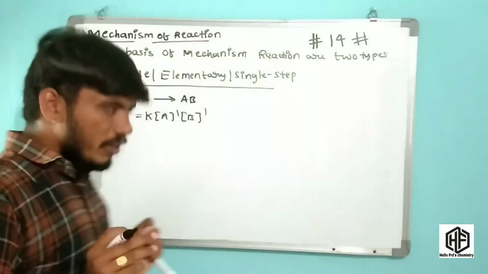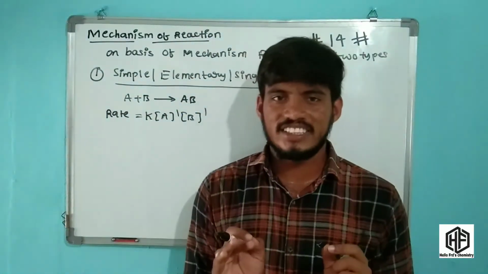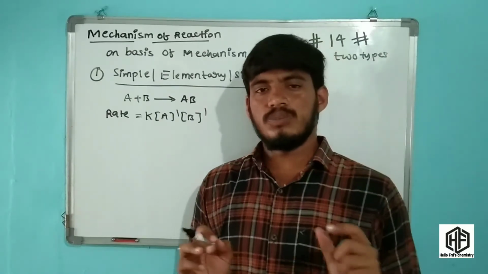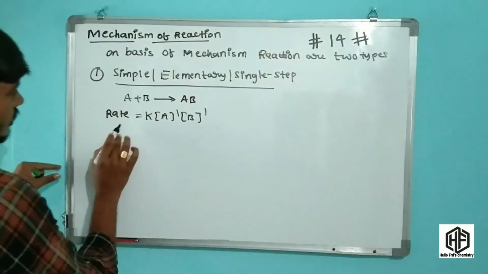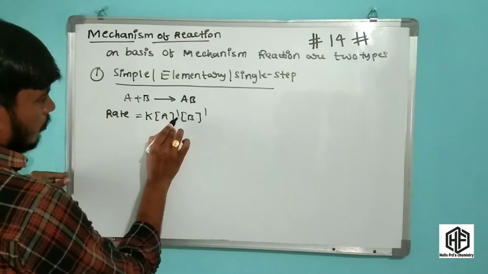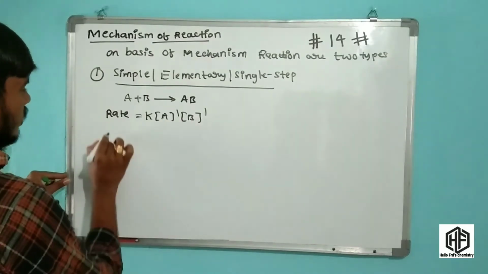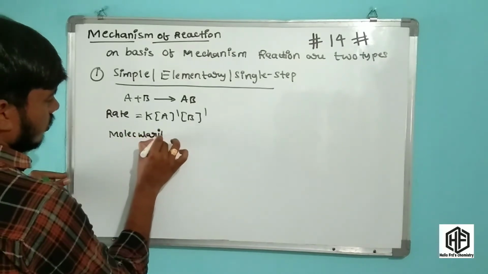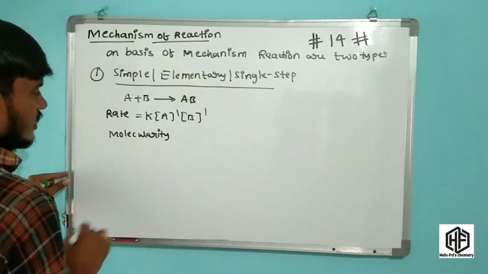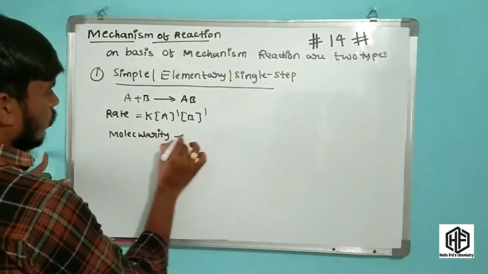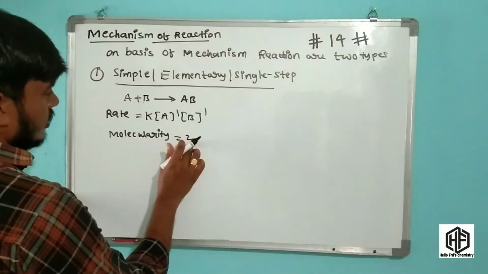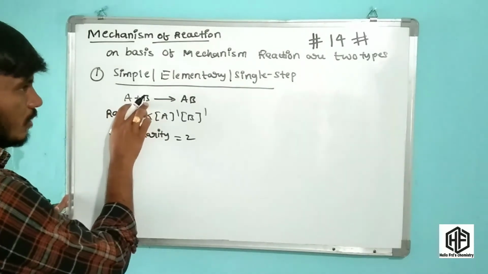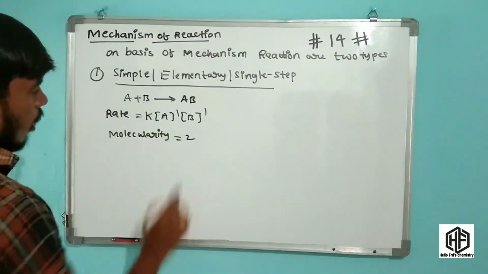It means for an elementary or single or simple step reaction, the rate is determined by the stoichiometric coefficients. The rate of the reaction depends upon the concentration of A power of 1 and B power of 1. Now the molecularity of this reaction is 2, the number of reactant species involved. It means the number of molecules or ions present in the reactants is called molecularity.